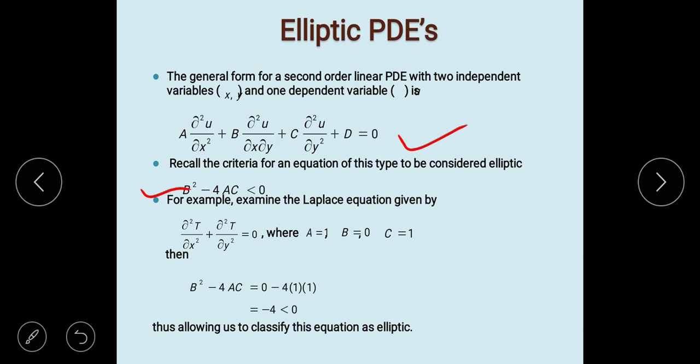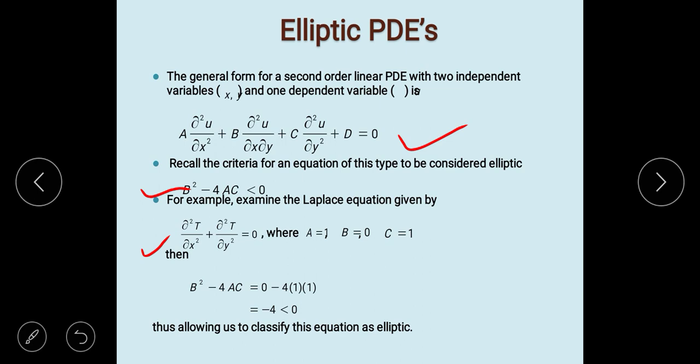If b square minus 4ac is less than 0, that is called elliptical. If it is equal to 0, that is called parabolic PDE. If it is more than 0, that is called hyperbolic PDE. Now, in the Laplace equation, we have to check whether that Laplace equation is an elliptical PDE or a parabolic PDE.